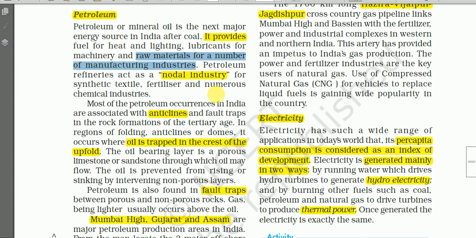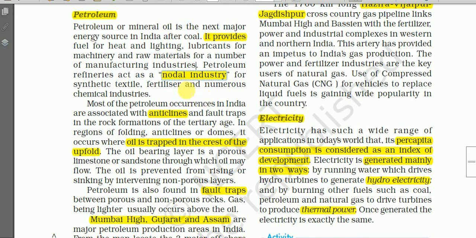Petroleum refineries act as a nodal industry for synthetic textiles, fertilizers, numerous chemical industries. Nodal industry here means the industry which provides raw materials to other industries. See, in the refining of petroleum, we get many byproducts. We get many petrochemicals, and from those petrochemicals, different other products are also manufactured. And these petrochemicals are used by other industries as their raw materials.